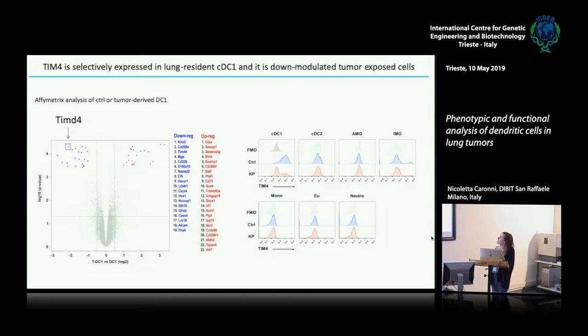And as you can see here, we have cDC1 that do express high levels of TIM4 in the control, and we confirm the data of the gene expression analysis that TIM4 is strongly downregulated in tumor-bearing lungs. And more interestingly, we also checked different myeloid subsets in the lung: DC2, alveolar macrophages, interstitial macrophages, monocytes, eosinophils, and neutrophils, and all the subsets we checked were negative for TIM4 expression, meaning that this receptor is really selective for the DC1 subset, and its downregulation in tumor-associated DC1 could be the mechanism of the loss of the uptake ability of these cells in the tumor compartment.